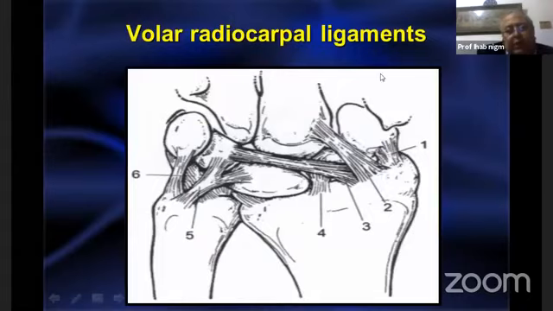The volar radiocarpal ligaments are very strong. This is the radial collateral ligament. This is the radioscaphocapitate. The third one, radioscapholunate, and the short radioscaphoid. On the ulnar side, the ulnolunate, ulnotriquetral, and the ulnar collateral ligament.